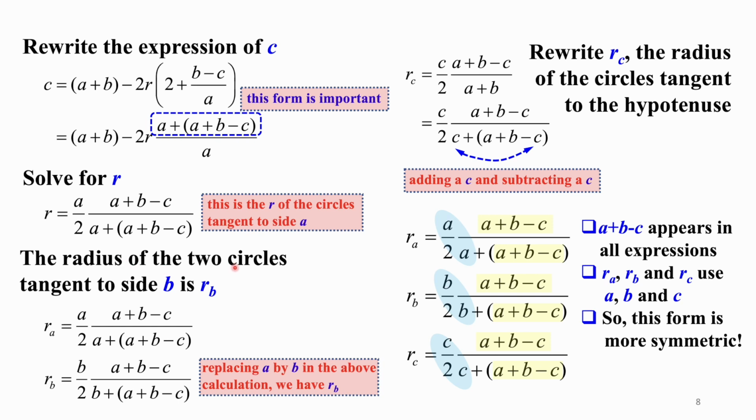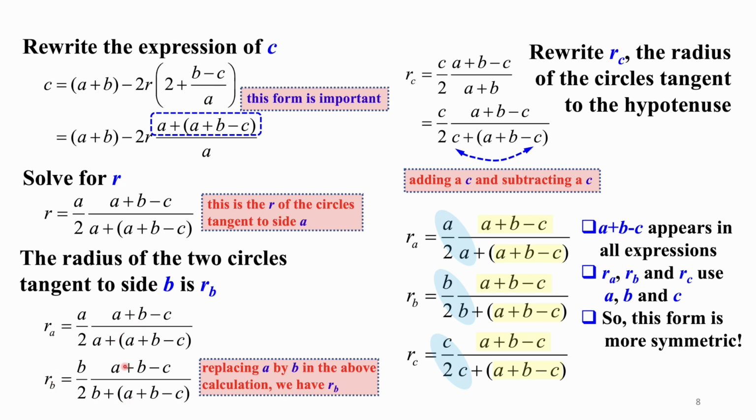Therefore, the radius of the two circles tangent to side B is this. You do the same calculation. How? If you don't want to do it, you just imagine that you make these two circles tangent to side B. You follow essentially the same procedure by replacing A by B. You get this one. So the calculation of R of A, R of B is the same.